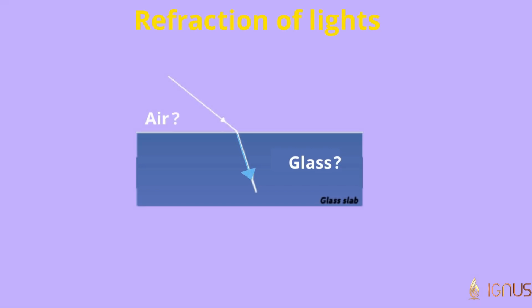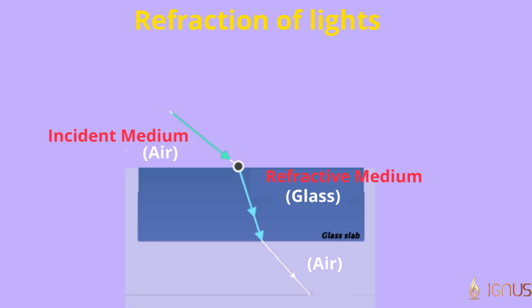What are these two mediums called? The medium from which the light is incident is called the incident medium, and the medium where refraction occurs is called a refractive medium. Similarly, here as well, the light is traveling from one medium to another medium. It's glass to air. And here also, it is incident at an angle.